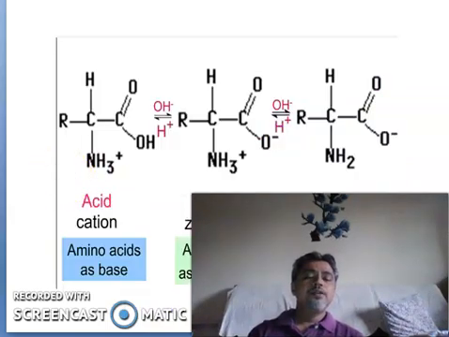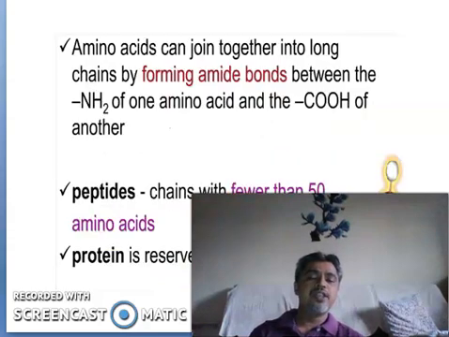Now here is the structure of the acid, zwitterion and base forms. You will find the amino acid as a base: here is NH3 plus and COOH, and OH minus gives H2O. Then the same thing with similar structures. Here H is removed and lastly you will find a similar structure as the base anion. So this is all about the amino acid structures, how they form and how they work.